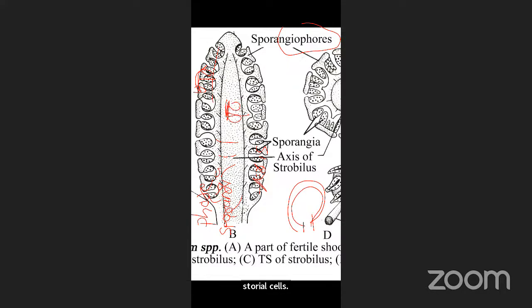Then what happened after formation of spores? They are released, and after releasing, they take sufficient place and develop as a gametophyte. Then the gametophyte produces reproductive organs. What are the reproductive organs? Archegonium and antheridium.